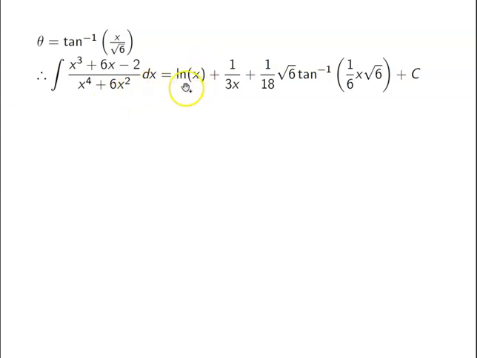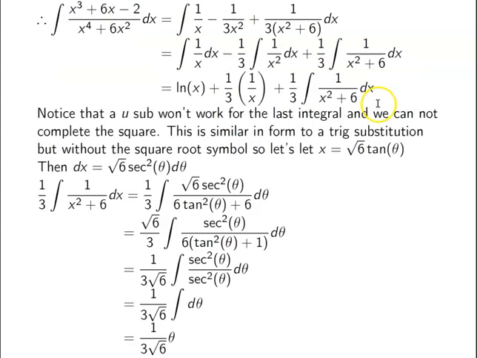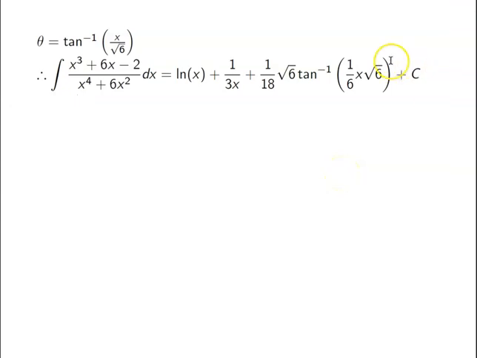So putting it all together, I have my natural log of x, 1 over 3x. Here, I went ahead and re-rationalized the denominator. And so it's 1 over 18 root 6 times theta, which is tan inverse. And again, I rationalize this. So that's root 6 over 6. And so it's a little bit cleaner when you write your variables in front of the root instead of the root in front of your variables. There's no instance here because I don't do that. Plus my constant.